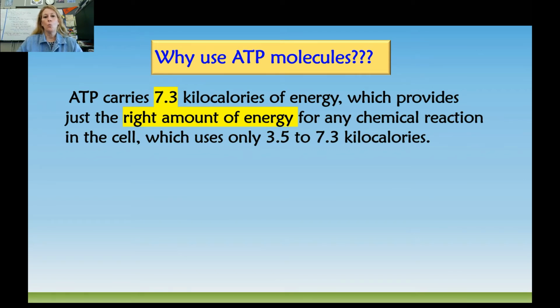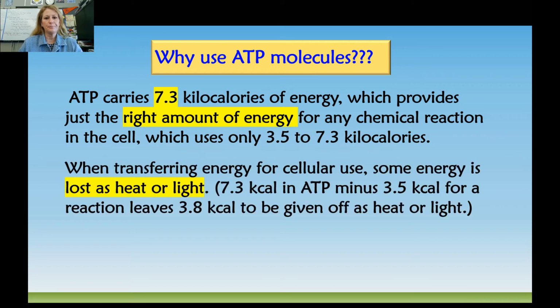Okay, so why should we use ATP molecules? If we look at what we need for a chemical reaction, it depends on how complex the chemical reaction is. You've seen calories before, so just number-wise, we're going to look at about 3.5 for a simple reaction up to 7.3 kilocalories in a chemical reaction. Well, an ATP molecule's potential energy is 7.3 kilocalories. So it gives just enough energy to power those chemical reactions in order to have all those conversions of those molecules that our cell can use.